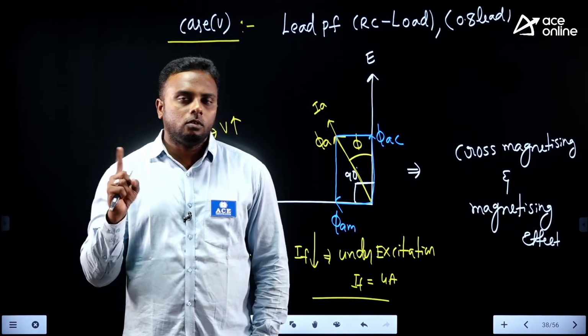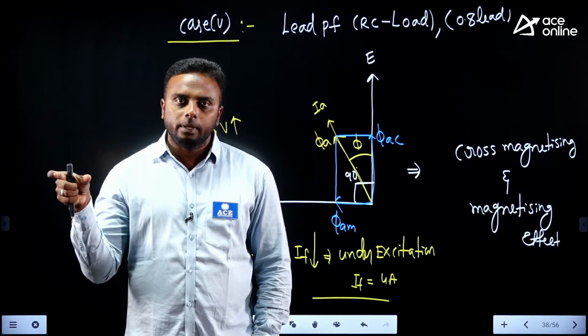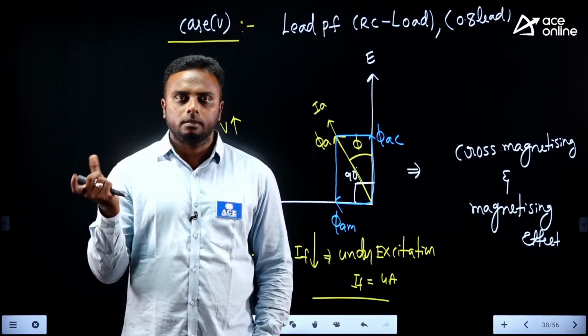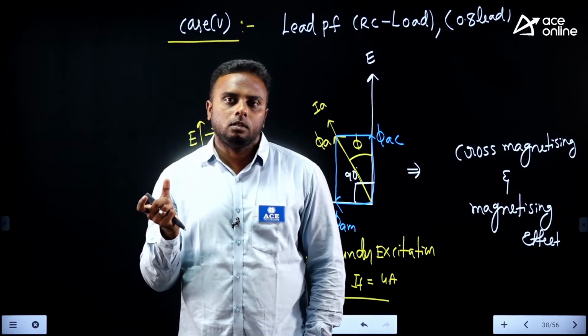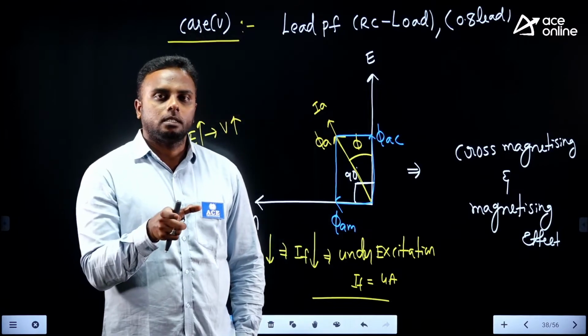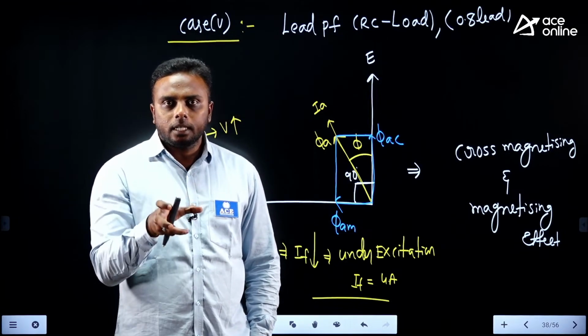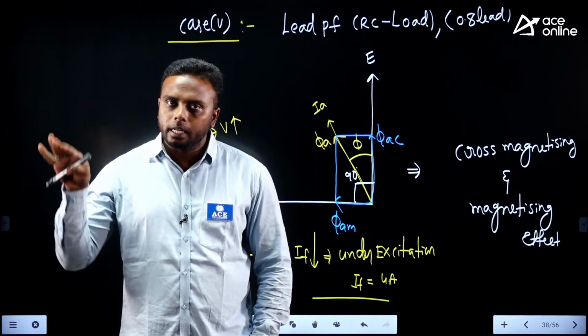When there is RL load, R means cross magnetizing, L means demagnetizing, both are there. When there is RC load, cross magnetizing and magnetizing. So when there is magnetizing, we have to reduce excitation, under excitation.